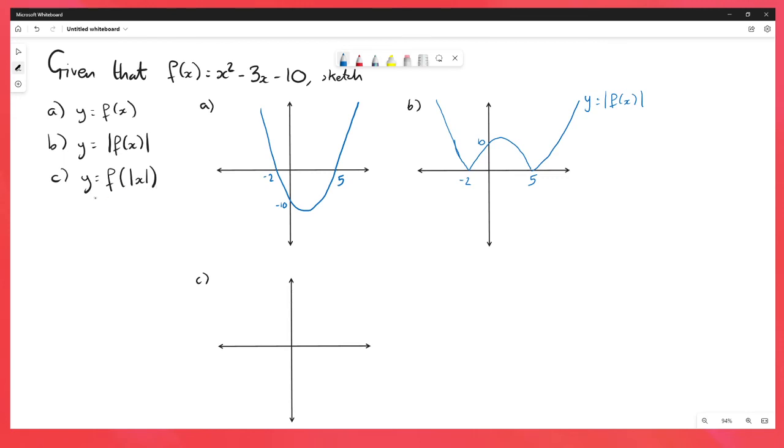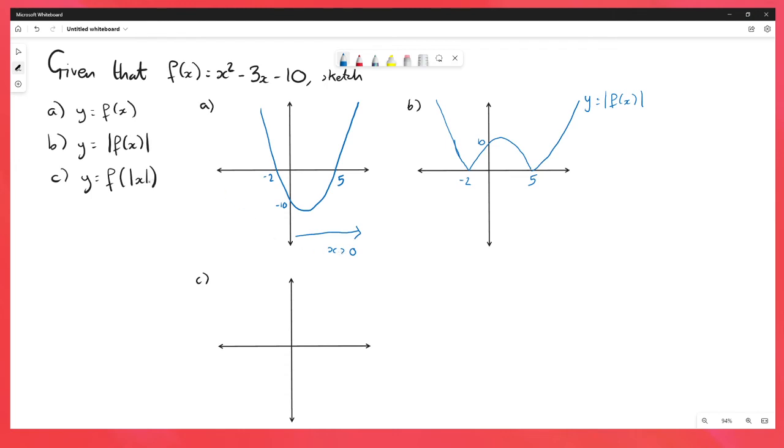This last one here is slightly more difficult. What this is doing is it's taking a number, making it positive, and then putting it into this function so that we get an answer. So if we think about the numbers this side, here x is greater than 0. The modulus function that we're going to apply to an x, because x is positive, it keeps all the numbers the same.